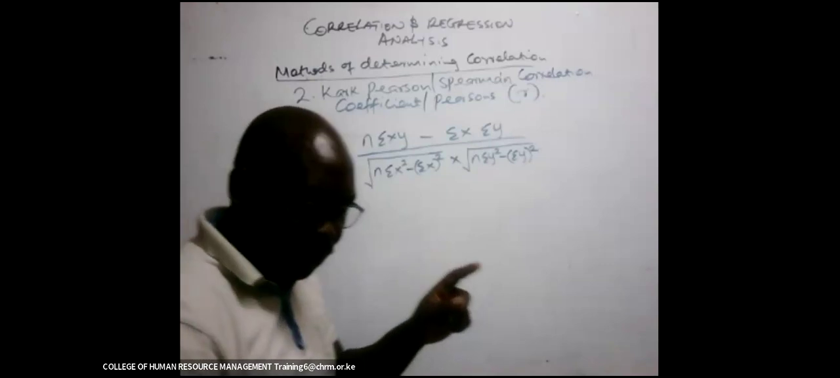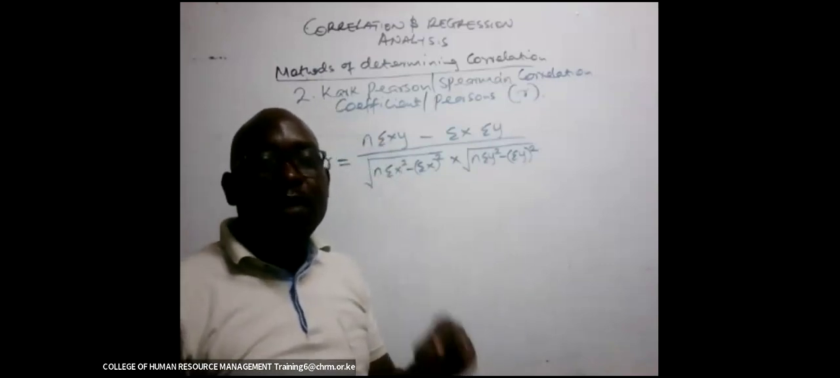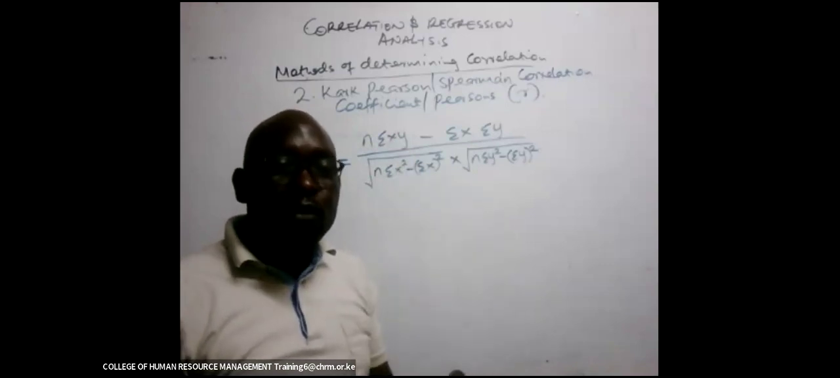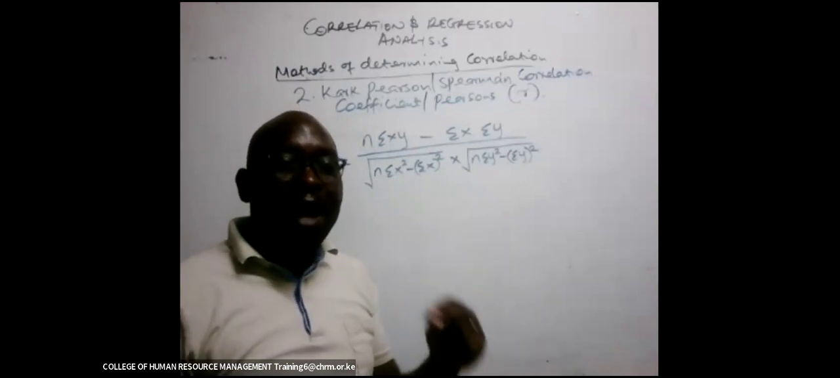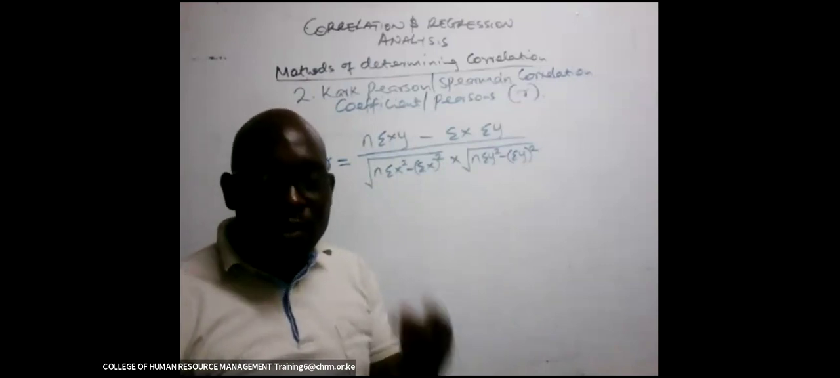Remember where we started from. We started by saying that when calculating correlation, we measure the level of interrelationship between two variables. One of those variables is denoted by x, which is the independent, and the other variable is denoted by y, which is known as the dependent. That is where we started.